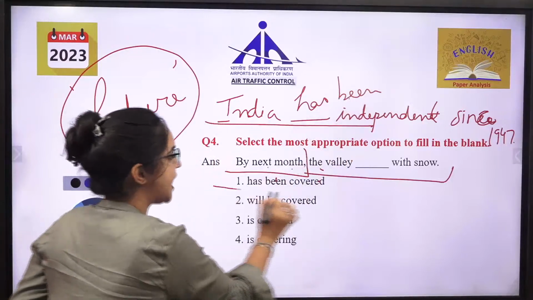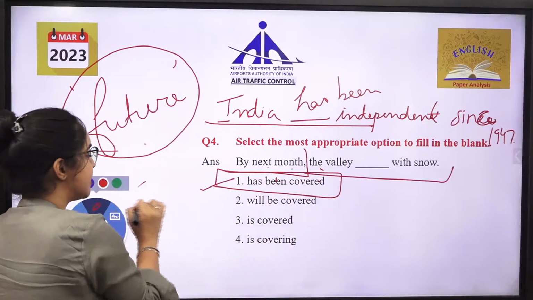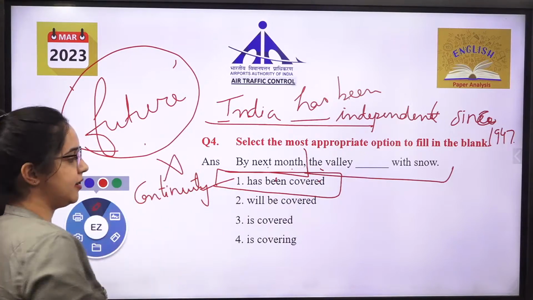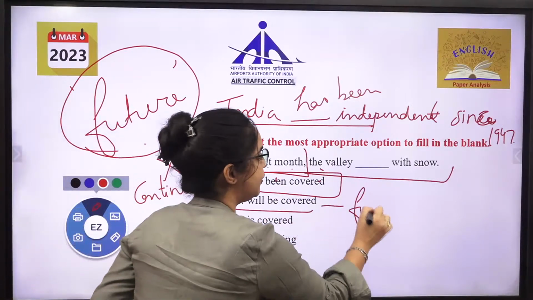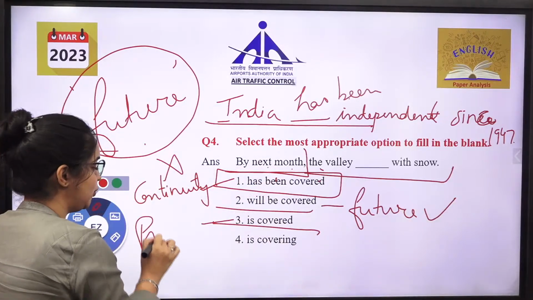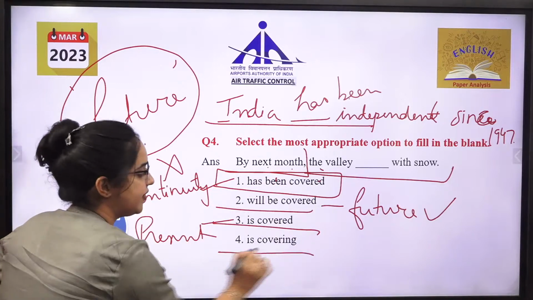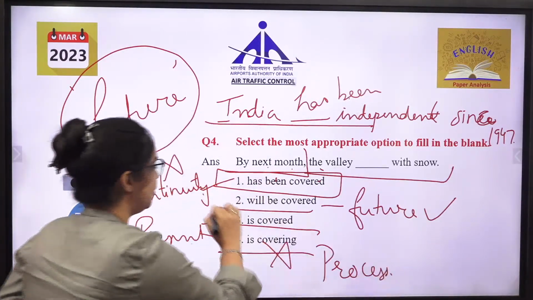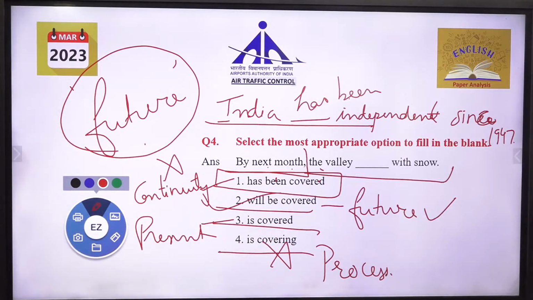Why did we not use has been over here? Because there is no continuity. Will be denotes future. So that is why. Is covered is related to the present. Is covering is in the process, when it is going on. So will be covered will be the answer. Great. Everyone is right in this also.